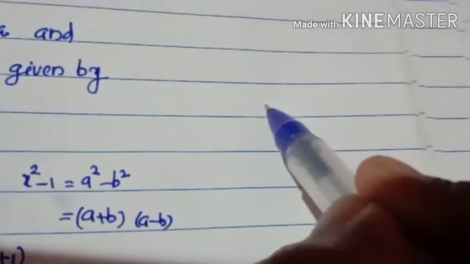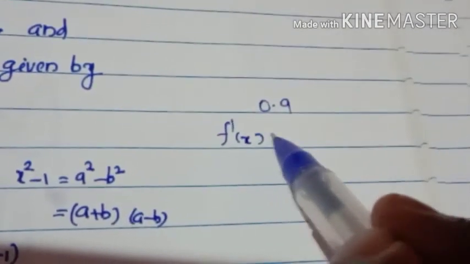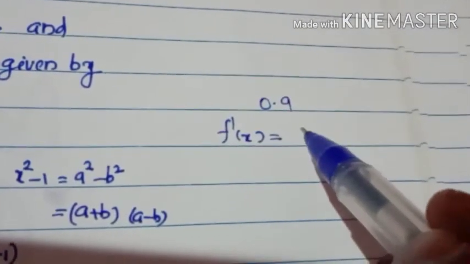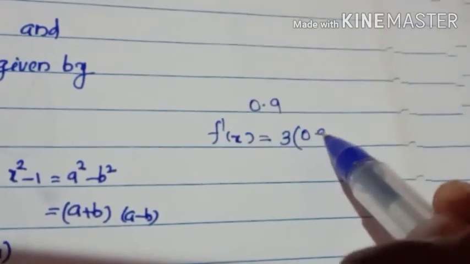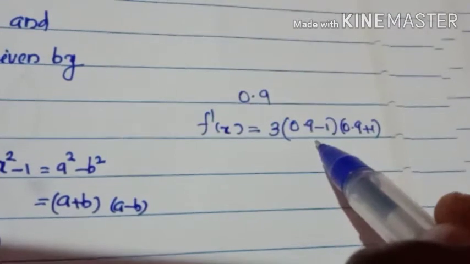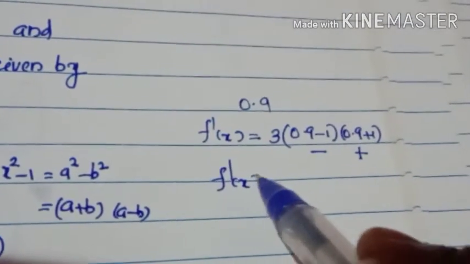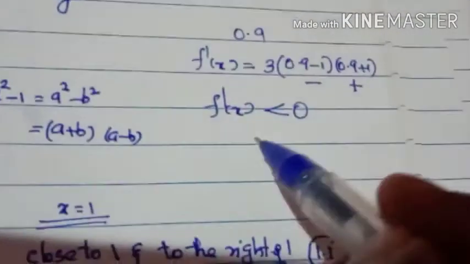Now, if we take 0.9, left of 1, then f dash of x becomes 3 into 0.9 minus 1 into 0.9 plus 1. This is negative, this is positive. Therefore, f dash of x becomes less than 0.